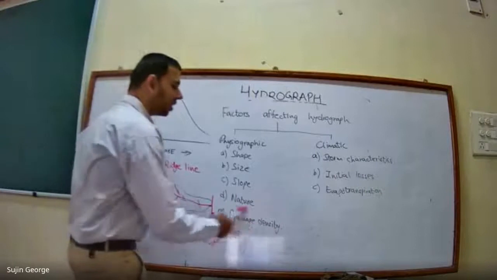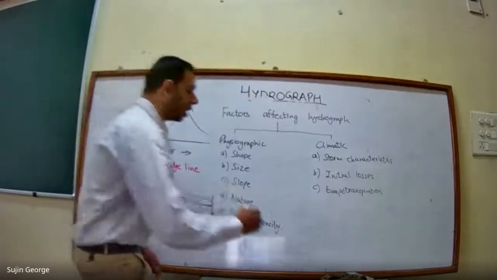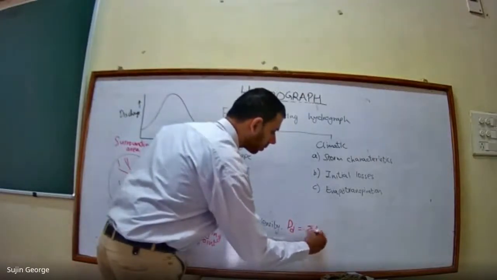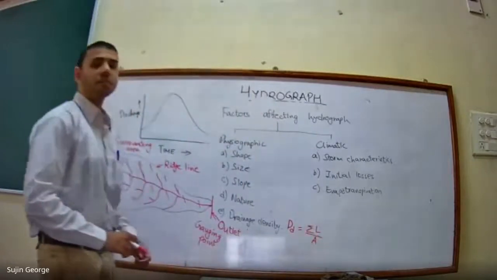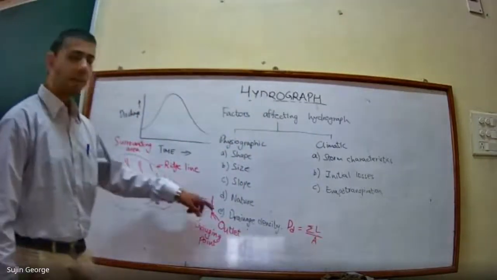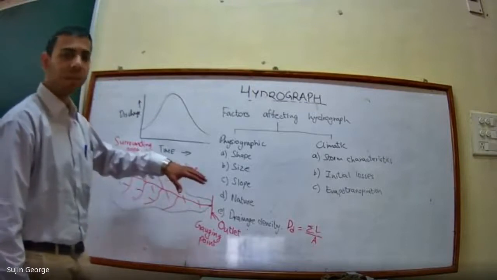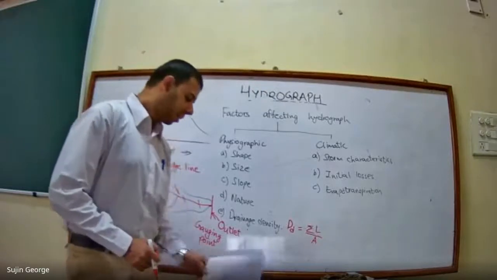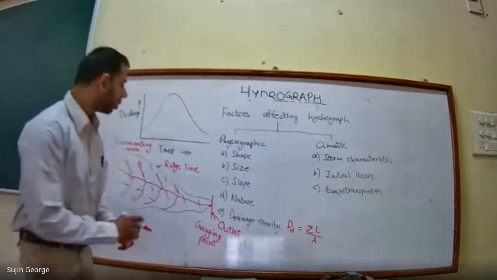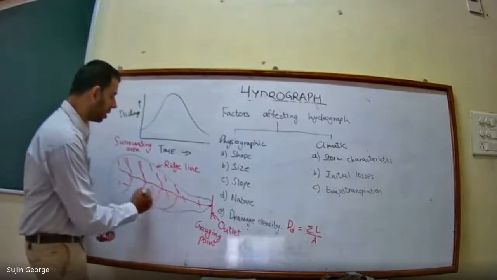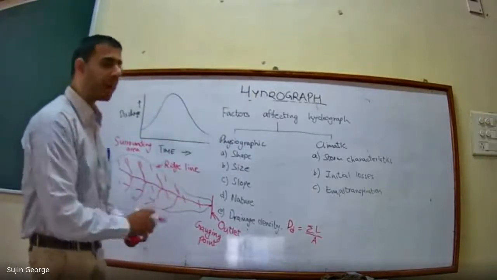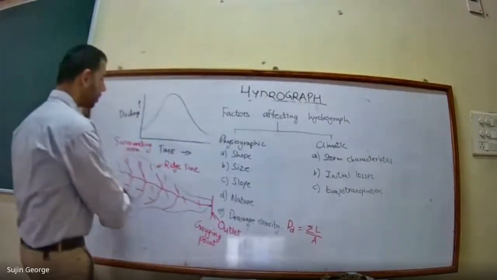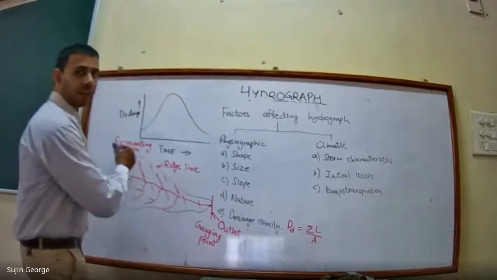Then there is the drainage density. What is drainage density? Drainage density is the total length of all the streams in the catchment divided by the area of the catchment. Total length means the length of the stream plus the lengths of these tributaries. All lengths combined will be the total length, summation L. And A is the area of this drainage basin.